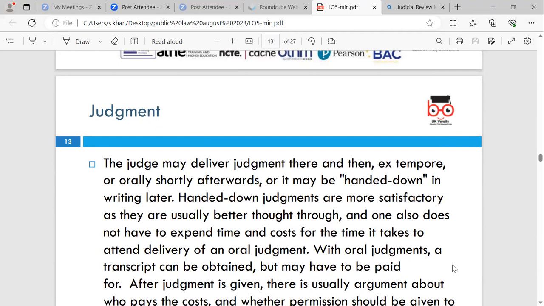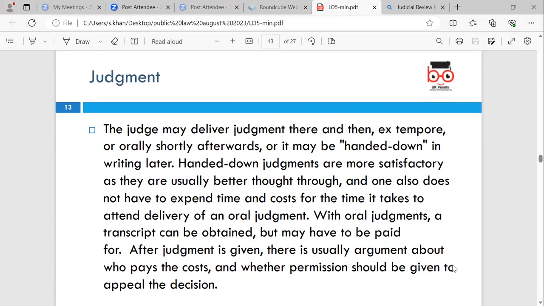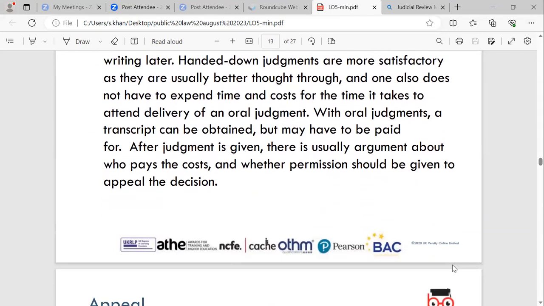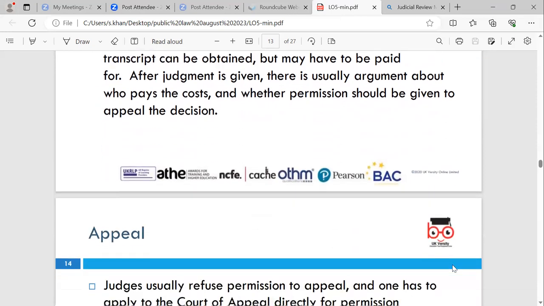Shortly afterwards, or it may be handed down in writing later. Handed down judgments are more satisfactory as they are usually better thought through, and one also does not have to expend time and cost for the time it takes to attend delivery of an oral judgment. With oral judgments, a transcript can be obtained but may have to be paid for. After judgment is given, there is usually argument about who pays the cost and whether permission should be given to appeal the decision.